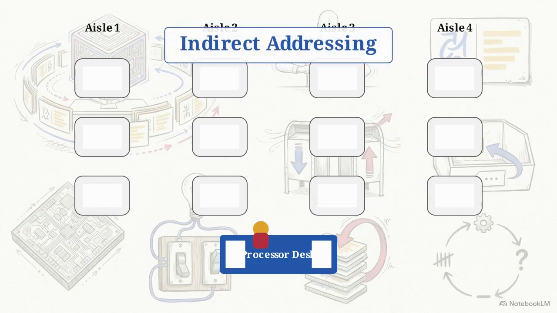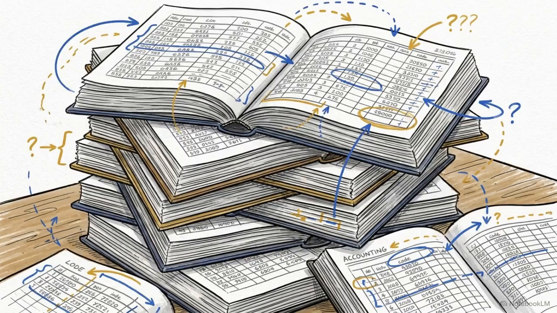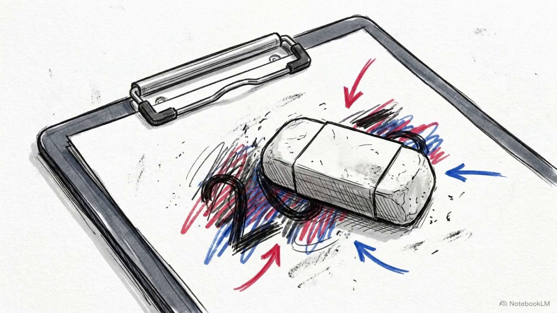But sometimes the assistant uses indirect addressing. Here, the recipe card sends the assistant to a specific aisle, not to find a box, but to read a clipboard. That clipboard holds the actual address, and the assistant then bounces over to the true location to get the data. This method allows the processor to work through massive, constantly updating lists of data just by erasing and rewriting the location on the clipboard without ever having to print a new stack of recipe cards.